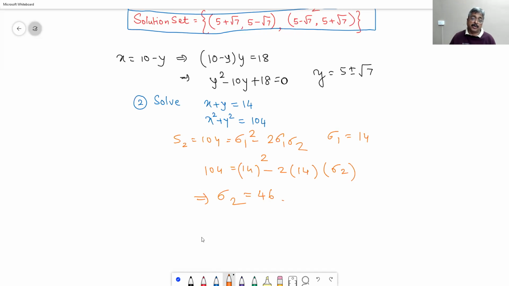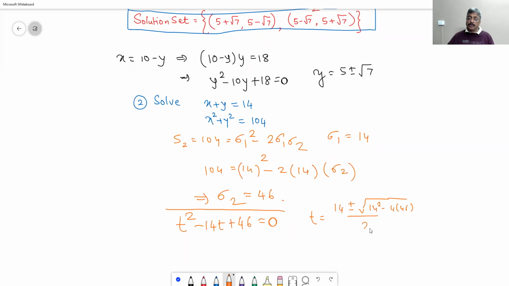So what do we mean by this? Sigma 2 is 46. We mean t square minus 14t plus 46 is equal to 0. If you solve this, you get two roots. One is x, another is y. t is equal to 14 plus minus under root 14 square minus 4 into 46, upon 2, which is 7 plus minus under root 3. So x is either 7 plus root 3 or 7 minus root 3. Simple.